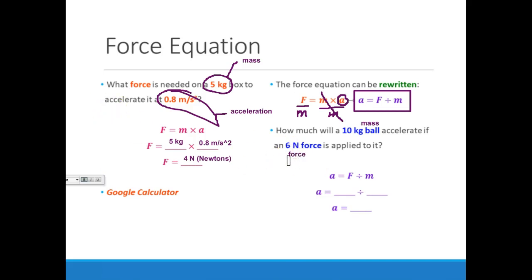So let's plug this in. Underneath F for force, I'm plugging in 6 newtons. That's what we annotated at the top. Underneath M for mass, I'm plugging in 10 kilograms, because that's what we annotated up here at the top. And now let's put that into a calculator. 6 divided by 10 will give me what?